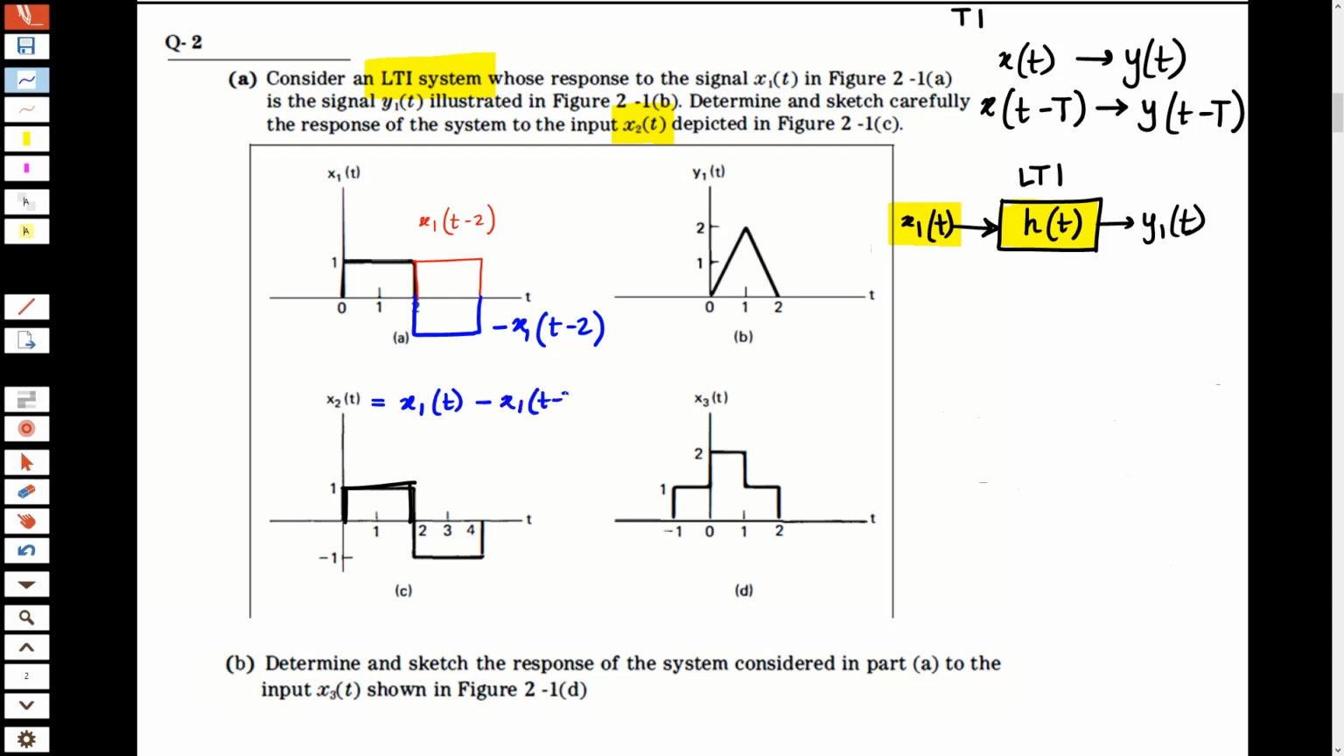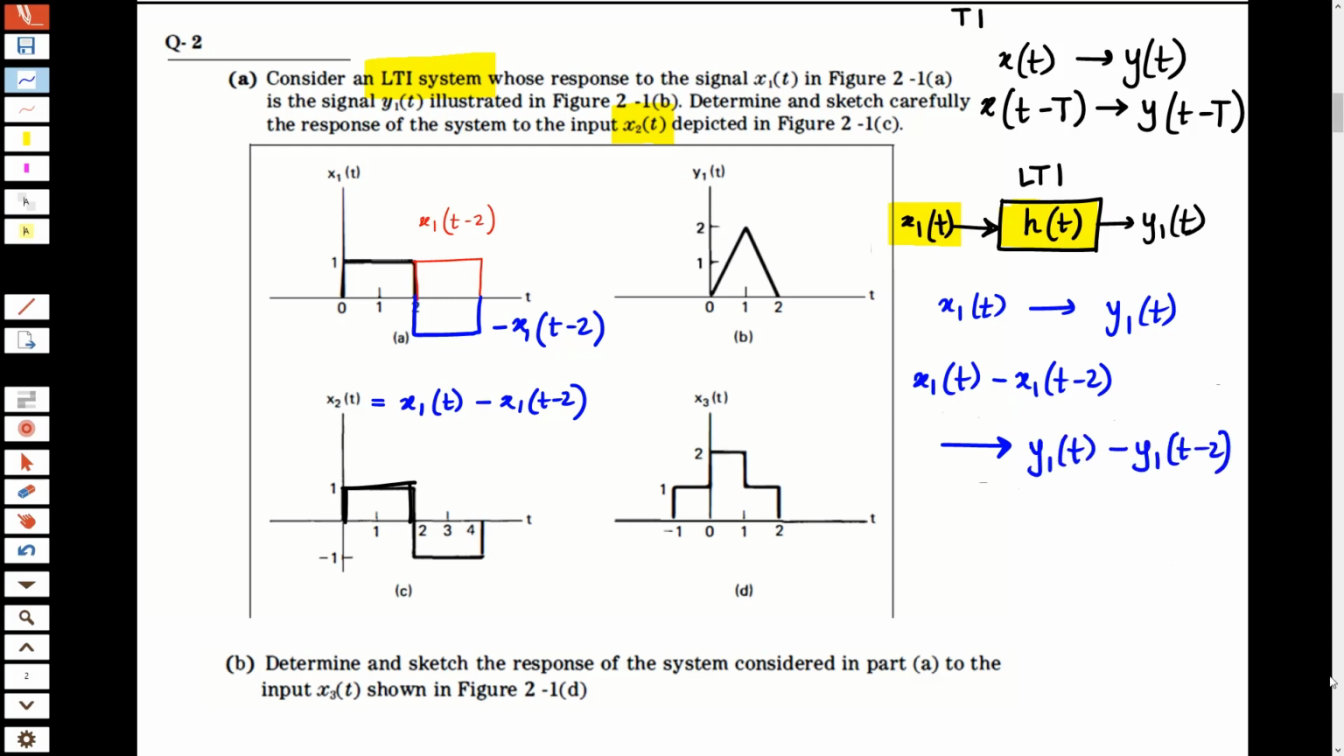minus x1(t-2). Because you know that the system is an LTI system, and if x1(t) gives y1(t), then x1(t) minus x1(t-2) in this system should result in what? It should result in y1(t) minus y1(t-2). Correct? And then how would that signal look like? That signal would look like y1(t), which is y1(t), all right.